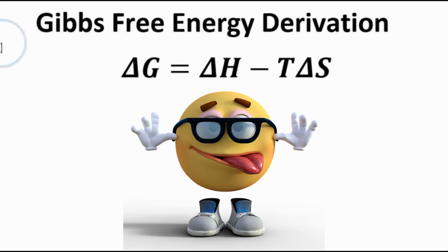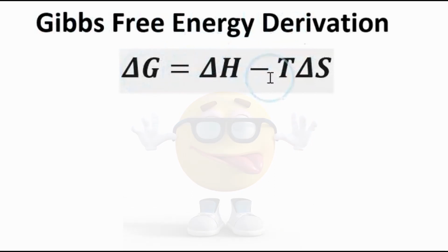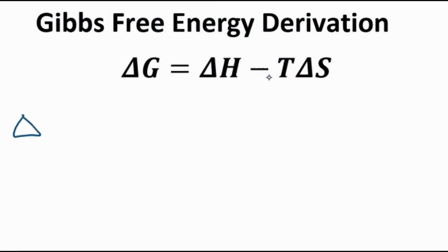My friends, we're going to derive the Gibbs free energy equation, this one right here. To do that, we're going to start off with the second law of thermodynamics, which says the change in entropy of the surroundings plus the change in entropy of the system (if there's no subscript, it means it's for the system) has to be greater than zero.